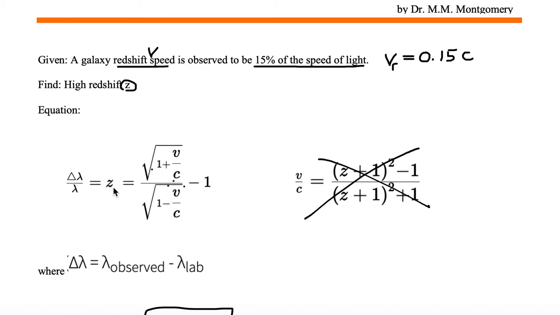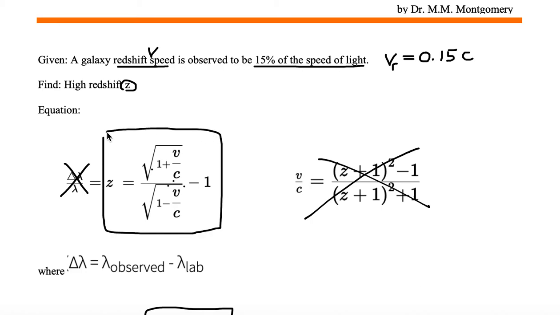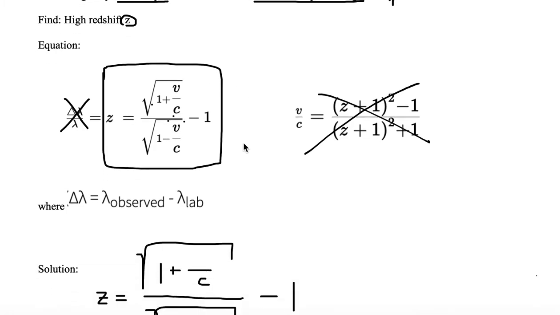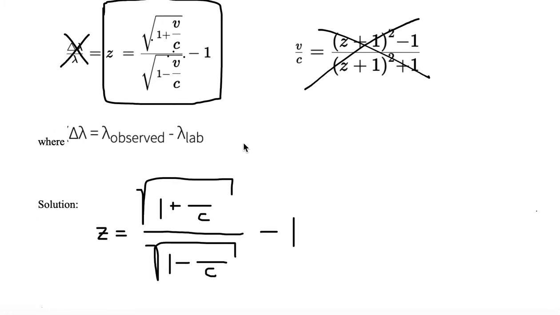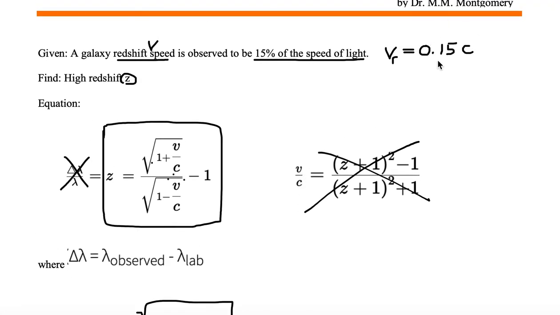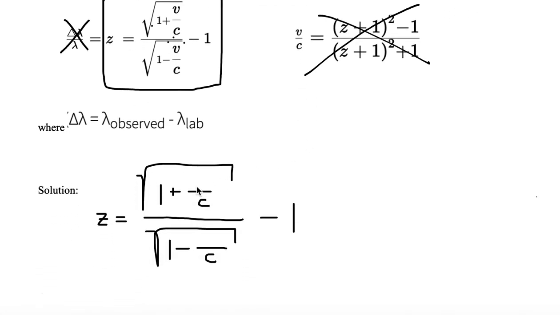We do have a z on the left equation, and we have z equal delta lambda over lambda. Well, we're not given any lambda, so we're going to eliminate that one. And the only one left that we're going to use is the one that has v over c in it. So let's substitute in. We have z equal to the square root of 1 plus v over c. Well, we know our value for v is 0.15c, so let's substitute that in.